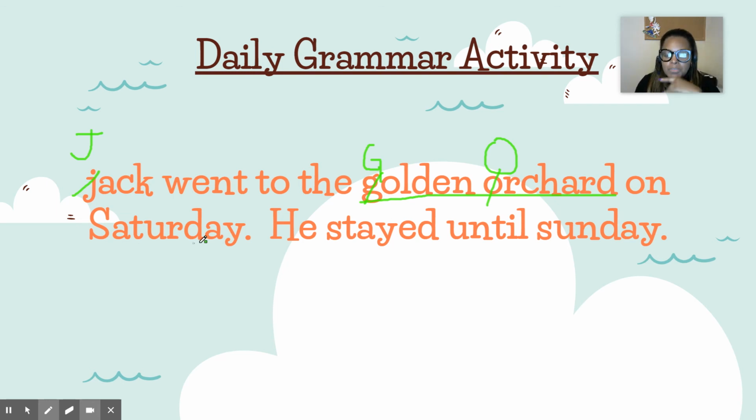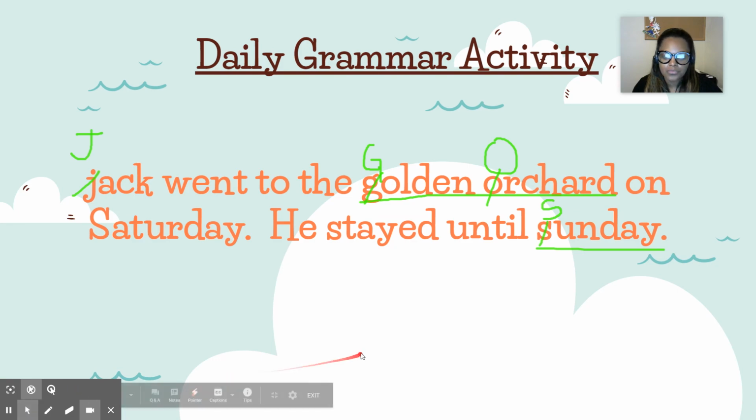Bingo, got it. He stayed until Sunday. Well, here's another day of the week that's lowercase, so we need to capitalize it. Yes, we do. So we're going to put a capital S here. Bingo. So now let's look back and see what it says. It says Jack went to the Golden Orchard on Saturday. He stayed until Sunday. Very good.